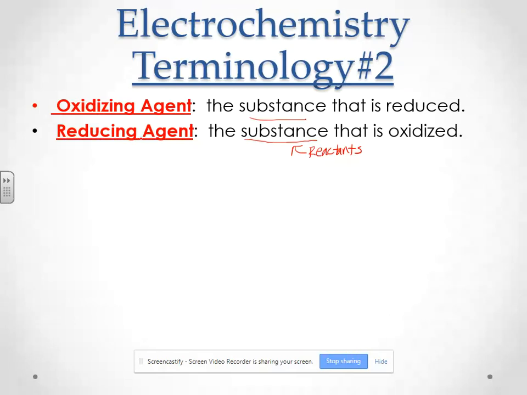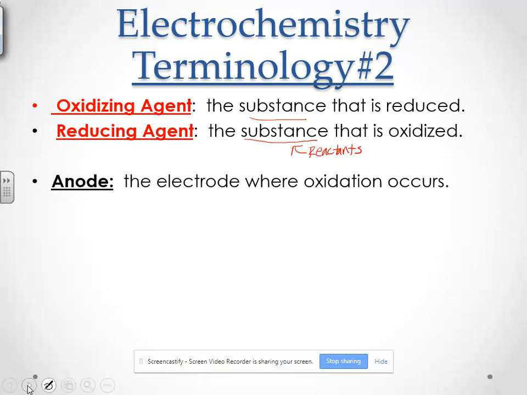So if it were not for the reducing agent, reduction cannot occur, because the substance itself is oxidized. And by being oxidized, it is losing an electron so that the reduction can occur by the other substance. These two processes, oxidation and reduction, go hand in hand.